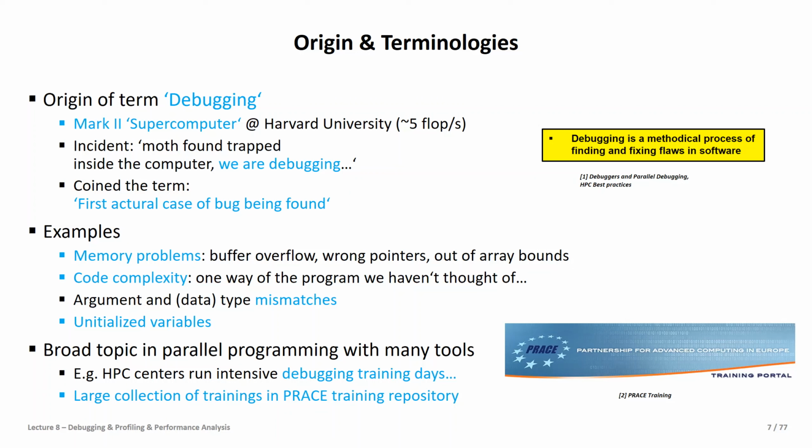And when you think about examples, you can imagine memory problems. You have wrong pointers, you have variables not defined correctly, you have buffer overflows or an array out of bounds exception that many of you know. Then code complexity is something where we always have some trouble here and there, with bugs in the program or application logic we didn't look at. And then lots of different aspects. It's a really broad topic in parallel programming.